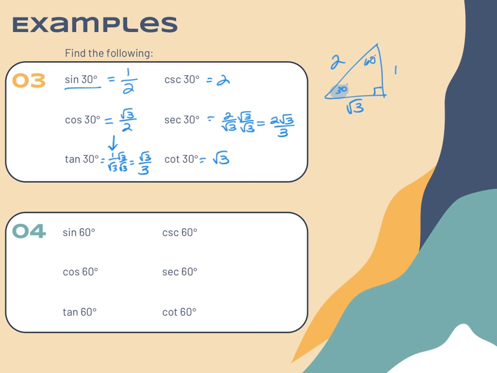All right, now you find the 60s. So you do the sine, the cosine, the tangent, the cosecant, the secant, and the cotangent of now the 60 degrees.